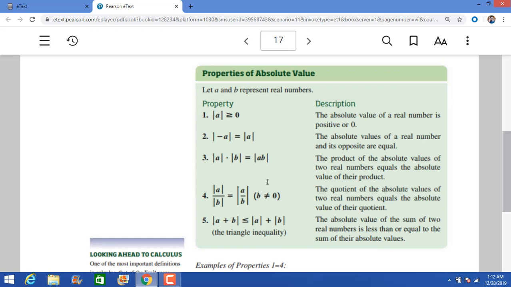Okay? Because again, it doesn't matter if A is positive or negative, it's going to be the same. It's going to be positive. And it doesn't matter whether B is positive or negative, it's going to be positive. Well, it doesn't matter if the product of those two is negative or positive. It's always going to be positive.